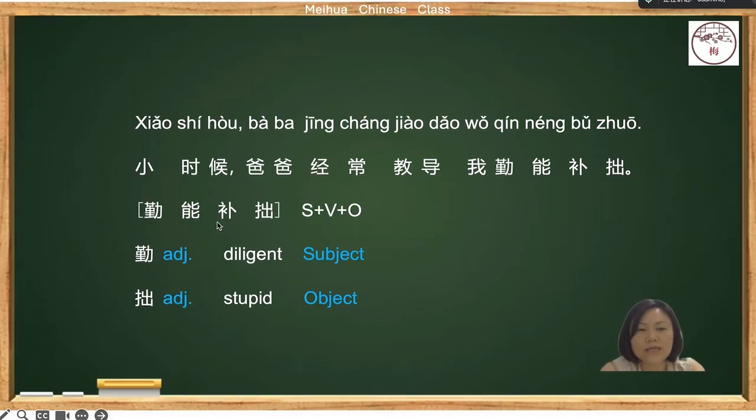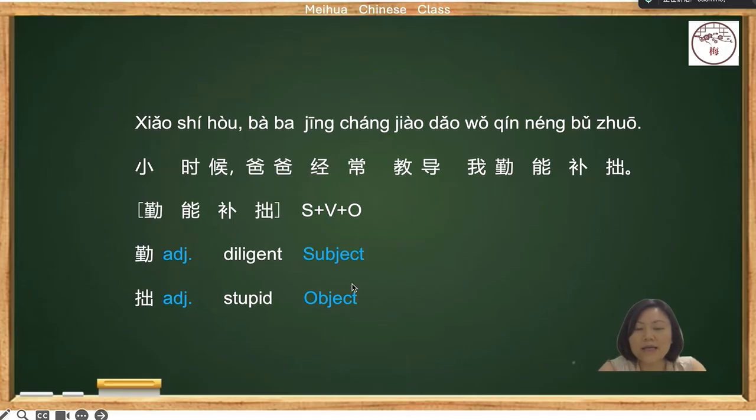So this idiom means even though you are not that smart, still you can catch up with other people by working hard. So if we read it from left to right, 勤能补拙 means diligent, can make up for stupid. This may sound reasonable in Chinese, right?